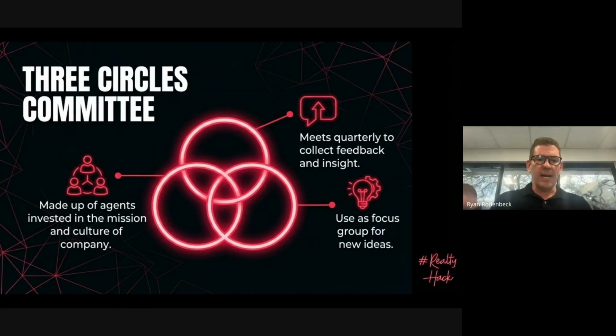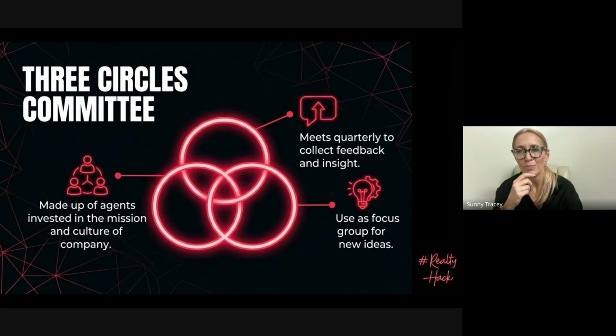Okay. So this is basically how it works. We have put together a 3 circles committee, where we have a group of agents of all different types of expertise, and we will share with them any questions we might have, or if we have feedback on a certain product that we might be wanting to use. It's more like a customer or an agent advisory board, right? We try to meet quarterly, and the agents really enjoy being part of these decision making. For sure.